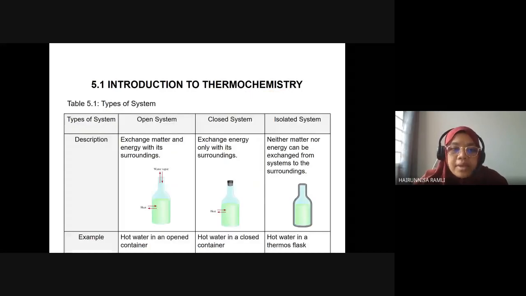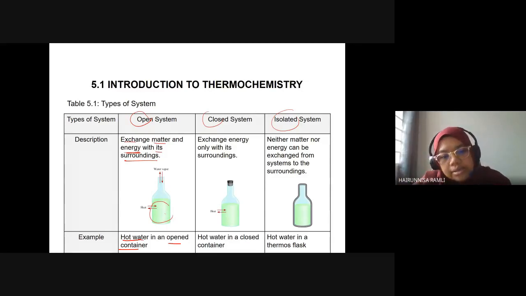Okay. So we have three types of system, eh. Okay, we have open, closed and isolated system. So what is open? It exchanges matter and energy with its surrounding. Maksudnya contoh, you ada air kat sini. Okay, example here, hot water in an open container. You biar dalam bekas yang terbuka.